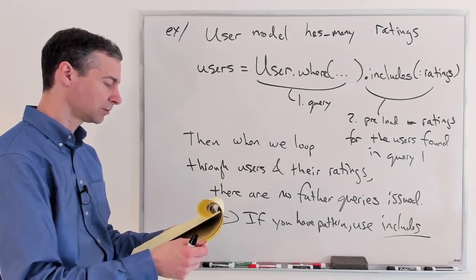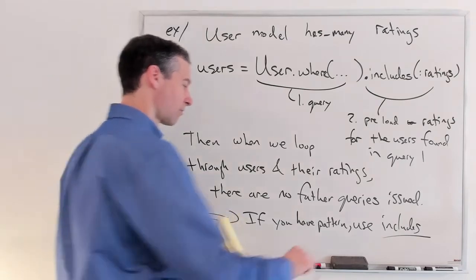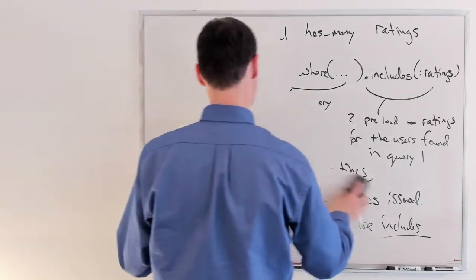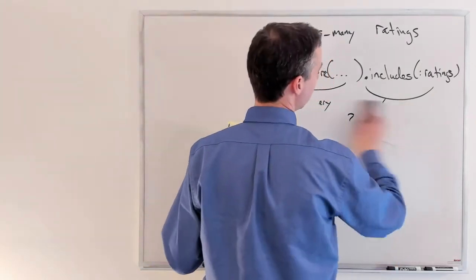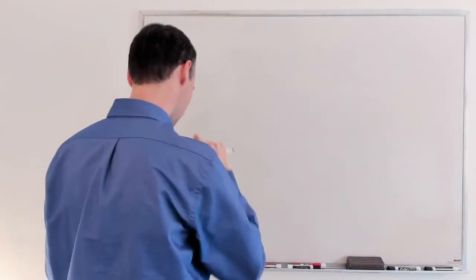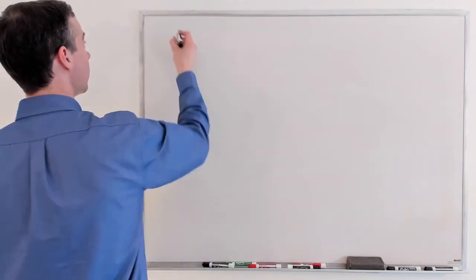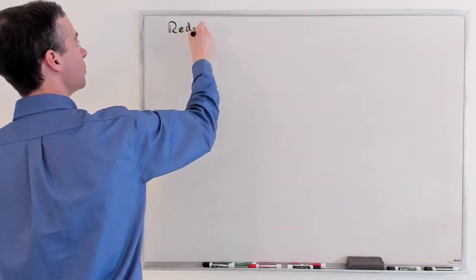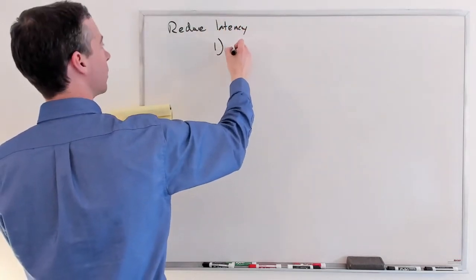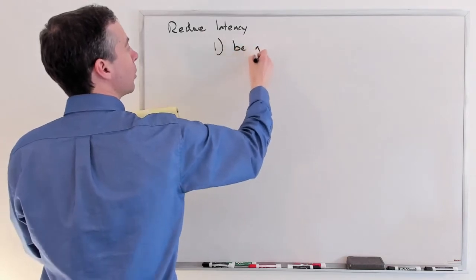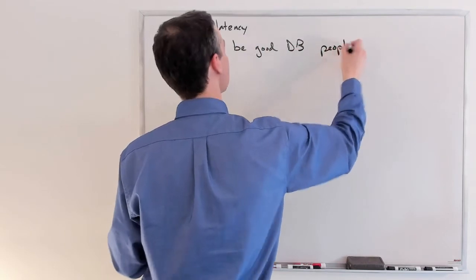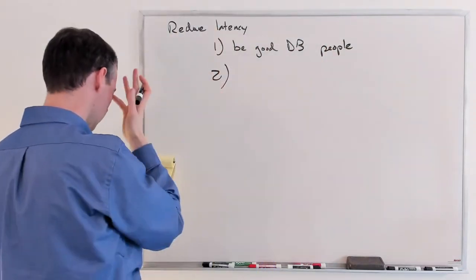What's the other thing? Well, to reduce latency. All right. So yes, again, we want indices, and we want to watch out for this n+1 problem in Rails. But what else to do to reduce latency? So again, we're back to reduce latency. The first thing we wanted to do was be good database people. Okay, use your database nicely. What's the second thing to reduce latency?